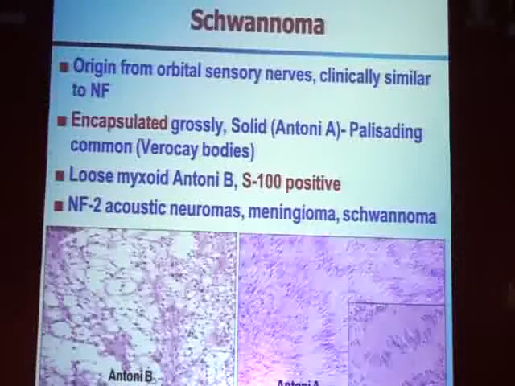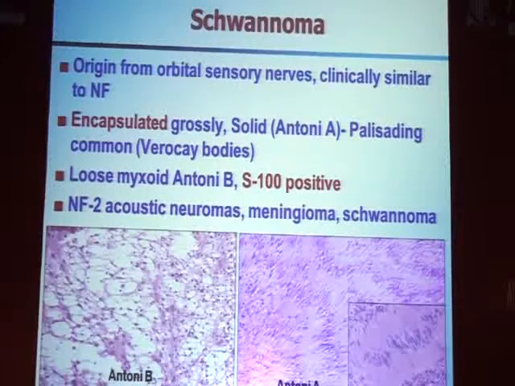And schwannomas have got the typical Antoni A and Antoni B areas. They are encapsulated. These are the Verocay bodies in which you have palisading of the nuclei, and these are the Antoni A areas, and these are the loose Antoni B areas. They are also S100 positive, and these are usually associated with neurofibromatosis type 2, in which you should look for associated meningiomas and schwannomas.